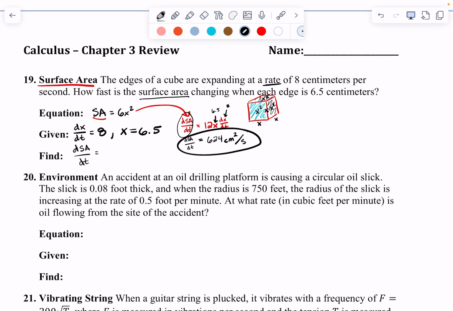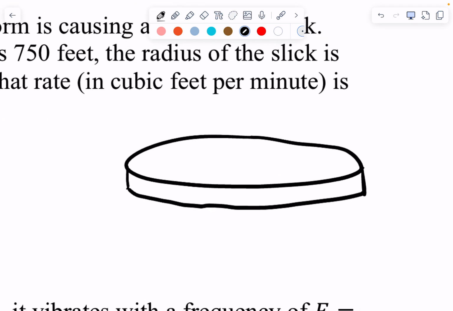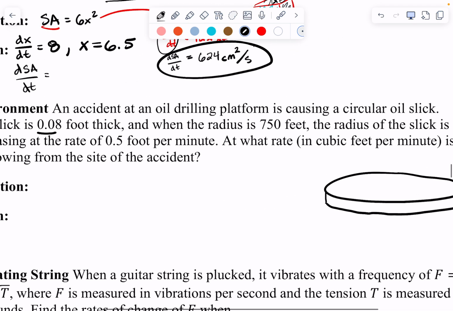Okay. 20. An accident at an oil drilling platform is causing a circular oil slick. Here's my circle. That doesn't sound OSHA. Whoop. There's my circle. I drew it like that because, instead of drawing a circle, we're talking about the oil slick having a thickness. So now it's no longer a circle, it is a cylinder. Now, I'm over-exaggerating the height. That's way exaggerated, okay? So 0.08 is the thickness of it.